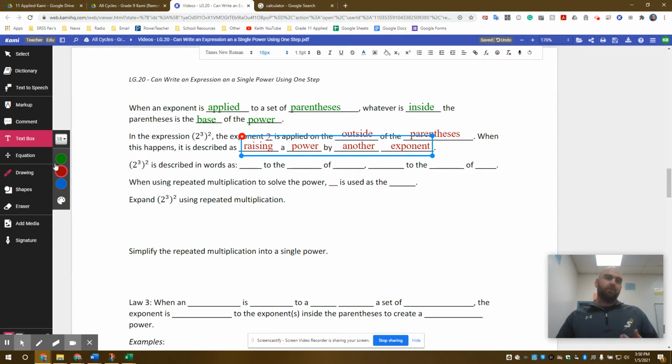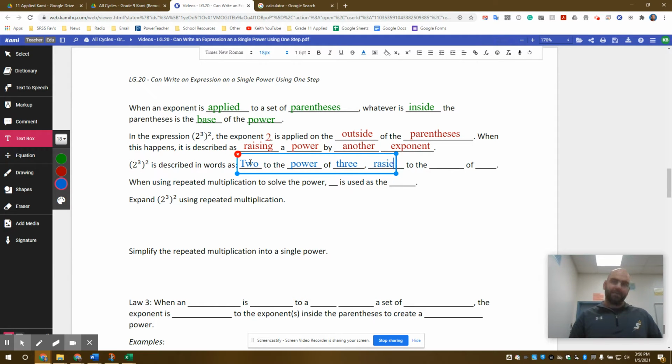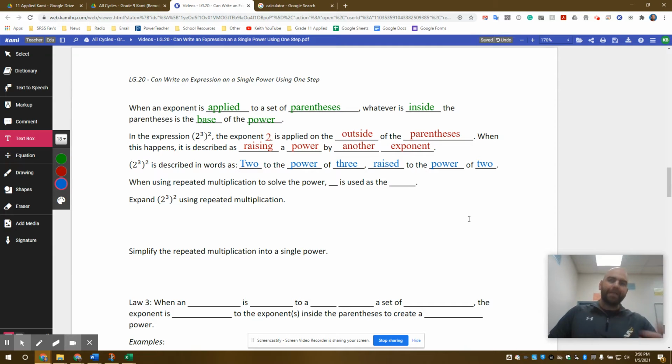And that's exactly what we're going to put here. So 2 cubed raised to the power of 2, described in words as 2 to the power of 3, a very generic one here, raised to the power of 2. It's 2 to the power of 3 raised to the power of 2. We are actually bumping it up one more time, giving it a little bit of an extra boost, another exponent.